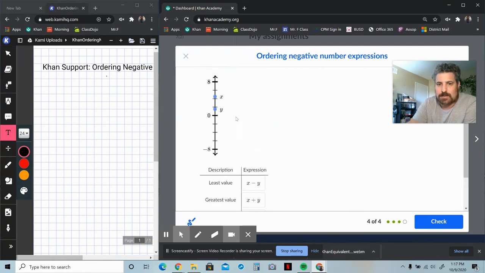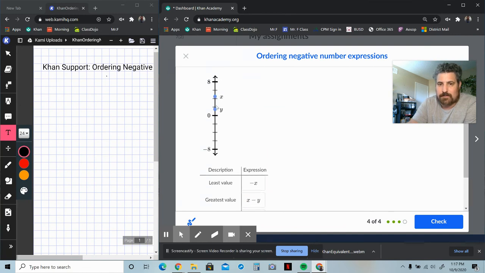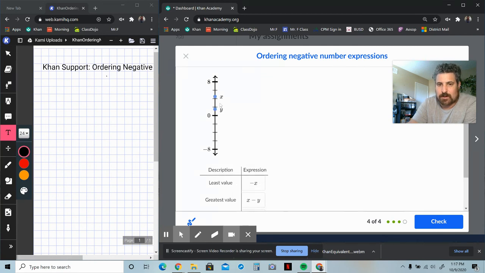Where would negative x be? Well, negative x would be the opposite of x. So that's 2, 4, a little bit more than 4. And then you're going to do the opposite of that. So it's actually going to be on the negative side. So that's going to be a pure negative value, right? So that's the smallest one because it's pure negative. Then you're going to get the difference between the two, which is going to be somewhere in the middle, right? Because x take away y is going to drop down to about there.